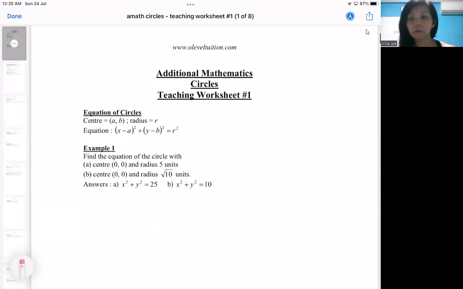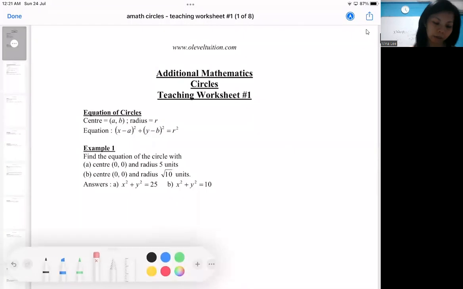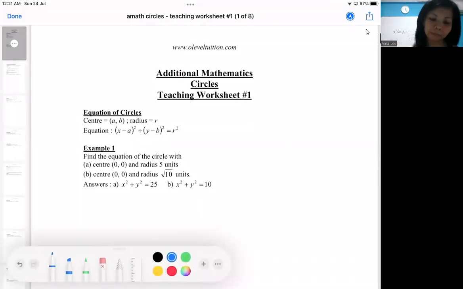So we are coming on to A Math circles. A Math circles is an extension of A Math coordinate geometry, so a lot of things that happen in A Math coordinate geometry will also happen here. It's just that we are adding on a format for the equation of a circle. It's very much like when we started learning A Math coordinate geometry, we learned about the equation of a straight line.